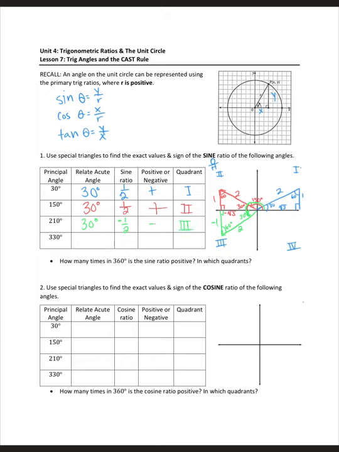Okay, let's do that last one. As you can imagine, we'll go all the way around. If I wanted to do 330, we'd be over here in our 4th quadrant. Oops, let's try that again.